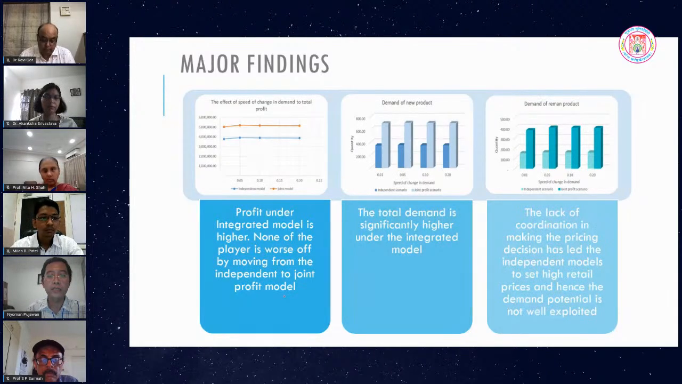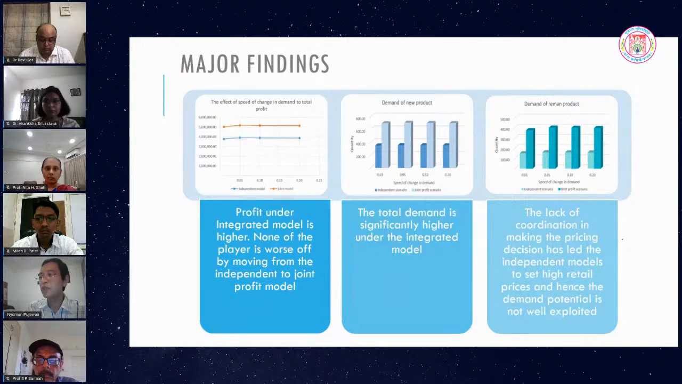That was one of the results. Secondly, the total demand is significantly higher under the integrated model. This is interesting because if you are offering a lower price, demand will probably be higher, and every party in the supply chain is better off. And the last finding was that the lack of coordination in making the pricing decision has led the independent model to set a high retail price.